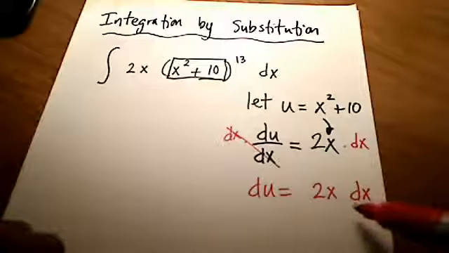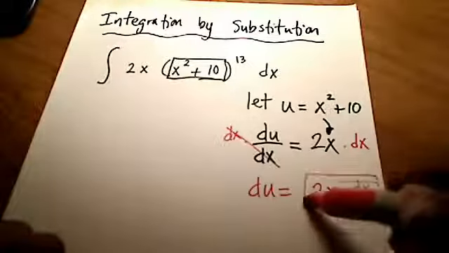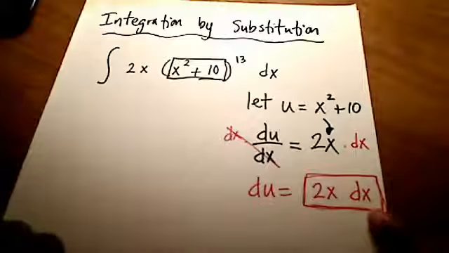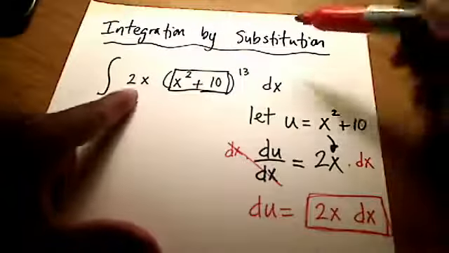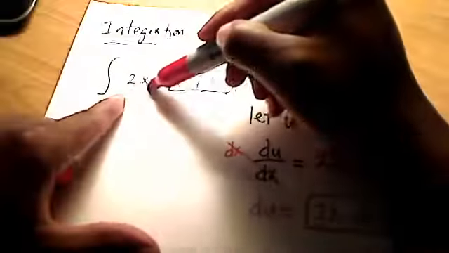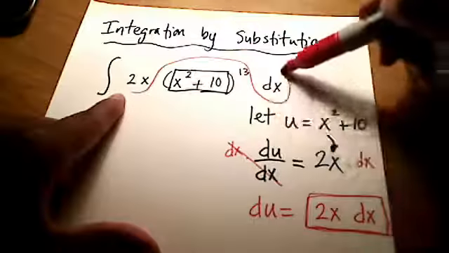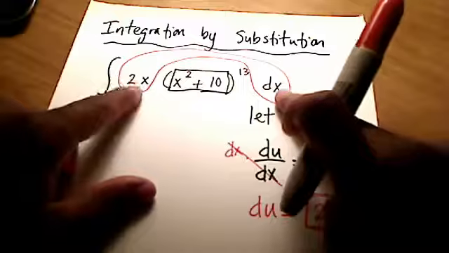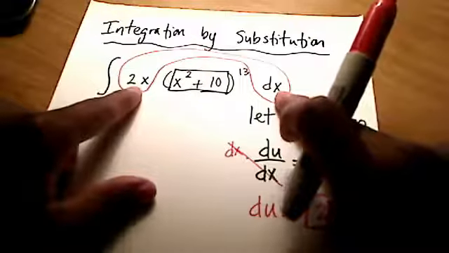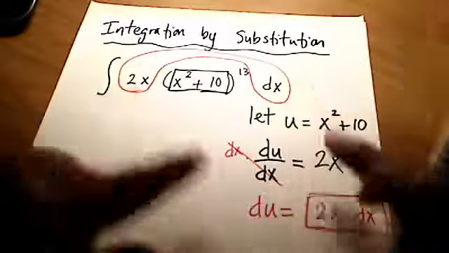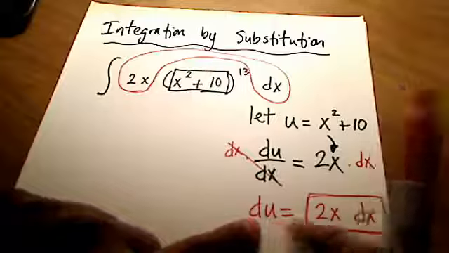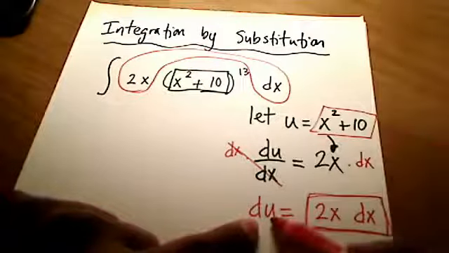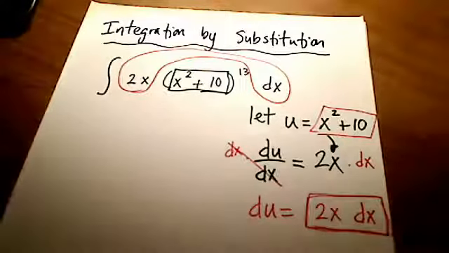Now I'm writing it this way because do you see in our original problem a 2x dx? Well, sure. In fact, I'll put it in a bubble here for you. There's my 2x, and there's my dx. Do you see that right there? Yeah, I see a 2x dx in the original problem. Well, we're going to substitute that as well with du. So everywhere I see a u, I'm going to put in x squared plus 10, and everywhere I see du, I'm going to put in 2x dx.